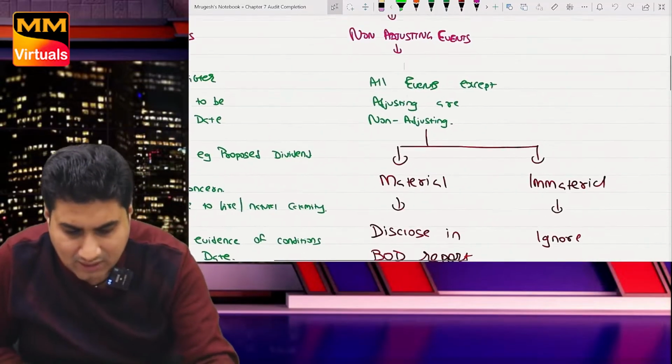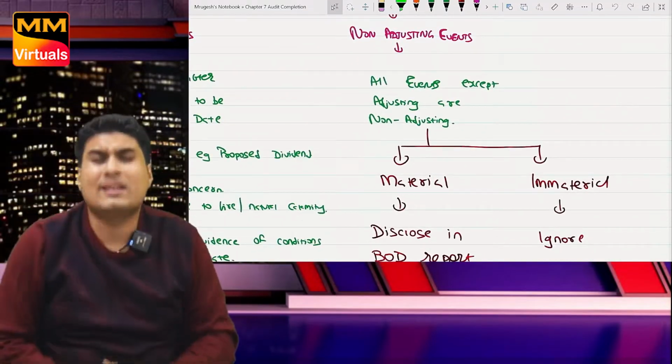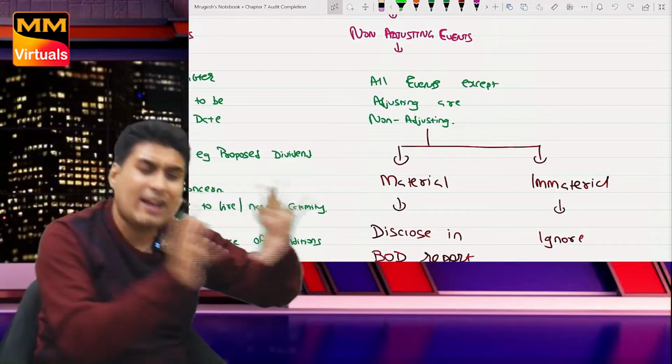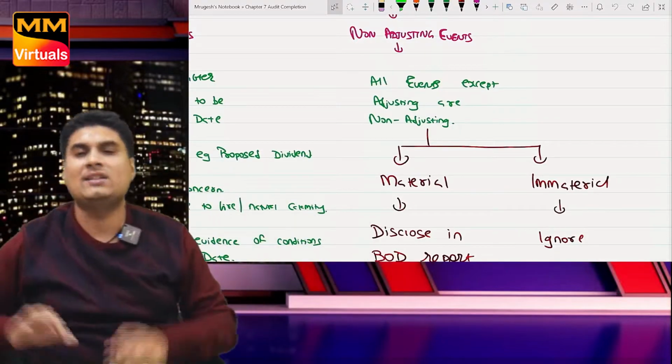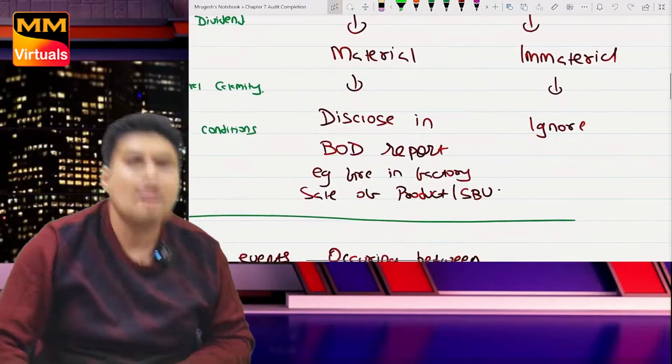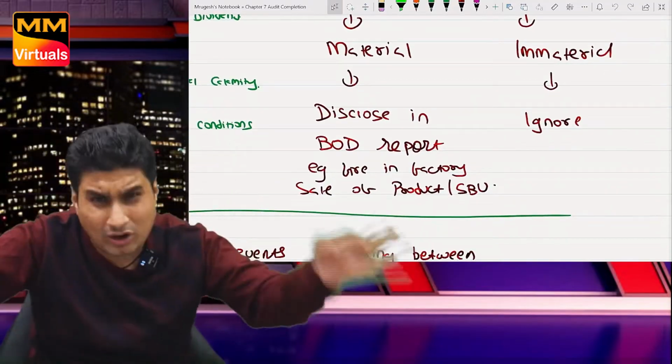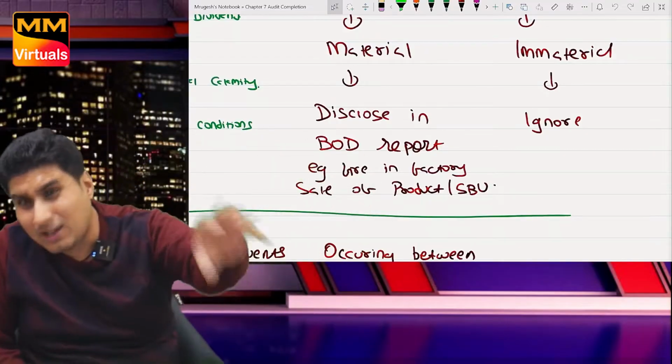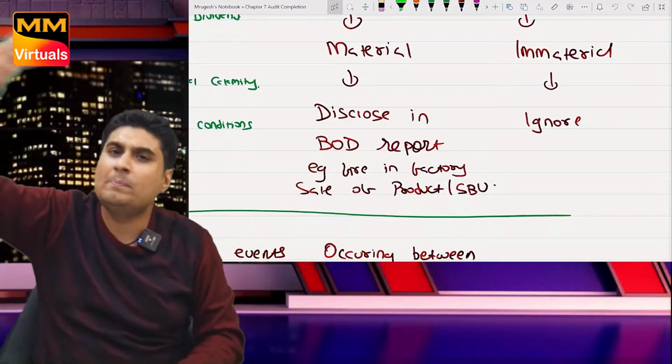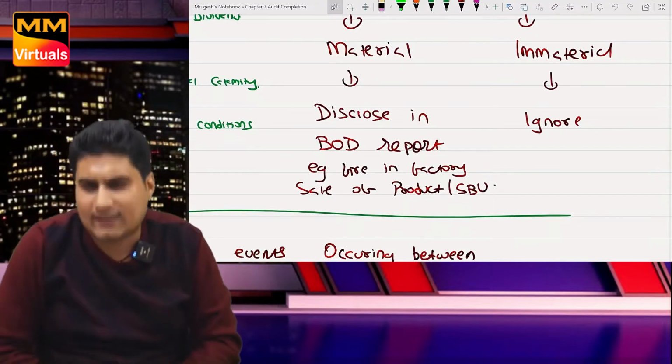Come here. All events except adjusting are non-adjusting. Whichever are not adjusting are non-adjusting. Divide into two parts: material and immaterial. Material, show in board of directors report. Immaterial, ignore. Let's take an example.